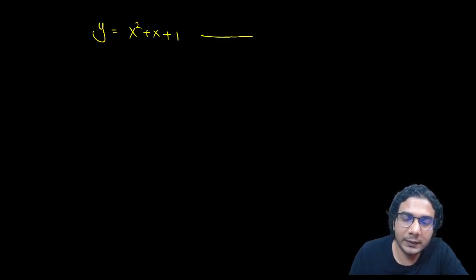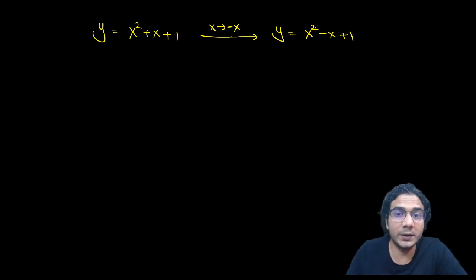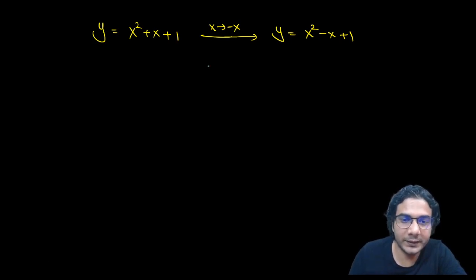I'll tell you one more example. If you know the graph of y is equal to, say, x square plus x plus 1, and you replace x by minus x, then you'll get the equation y is equal to x square minus x plus 1. These two quadratics are very famous quadratics, right? Their graphs are reflections of each other about the y-axis. Okay, let's plot them. Very interesting.